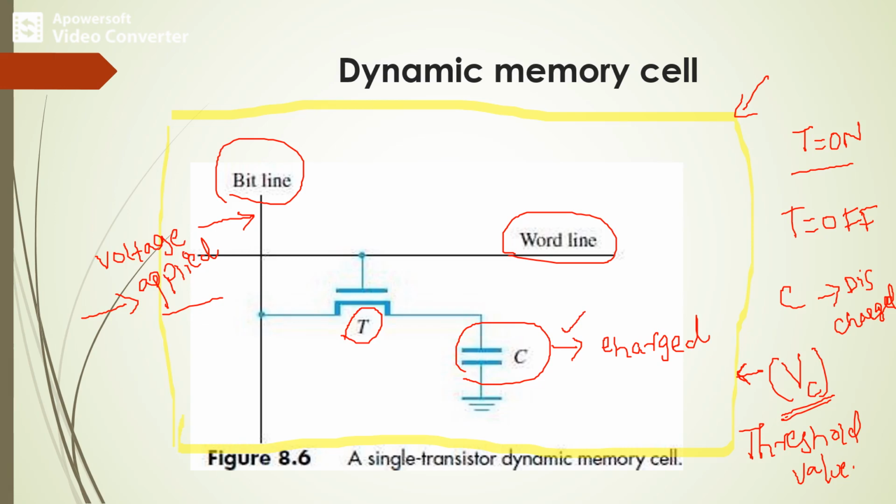Now I'll take case 2. Whenever the transistor T is turned off, the capacitor C will start discharging. While reading the information from the dynamic memory cell, I have to compare the capacitor voltage Vc. If it is equal to or greater than the threshold value, then only can we retrieve the information correctly from the dynamic memory cell.